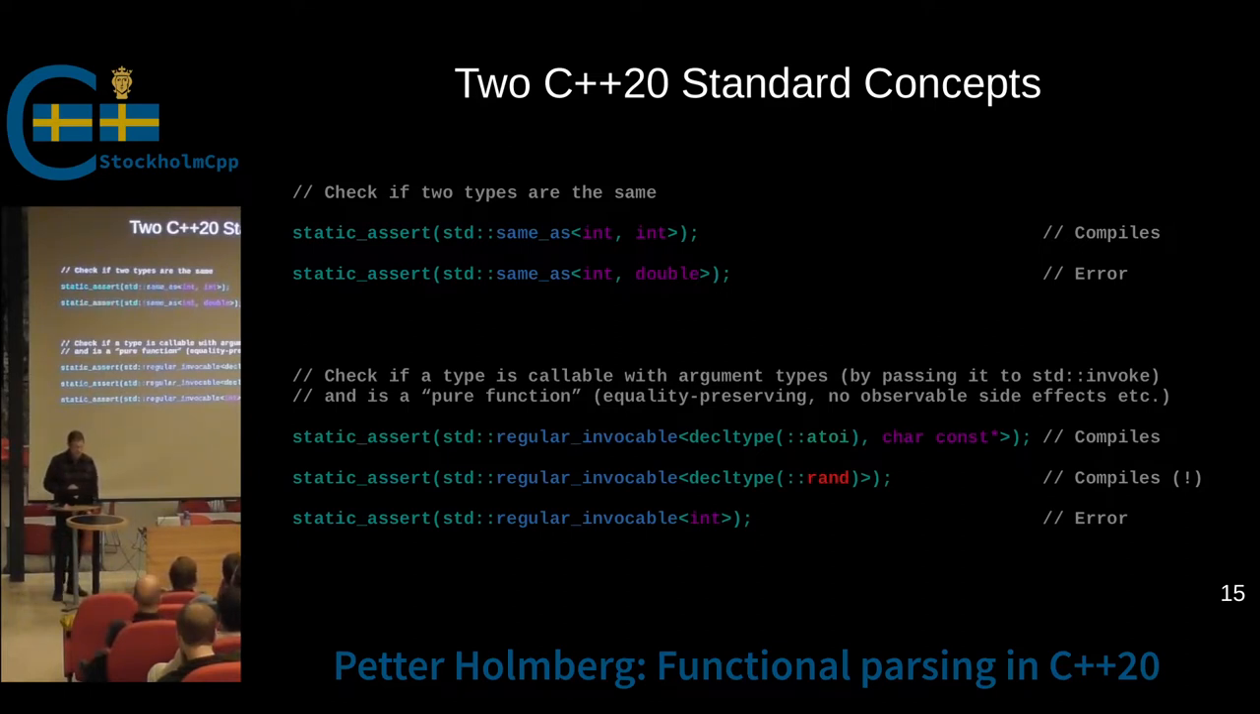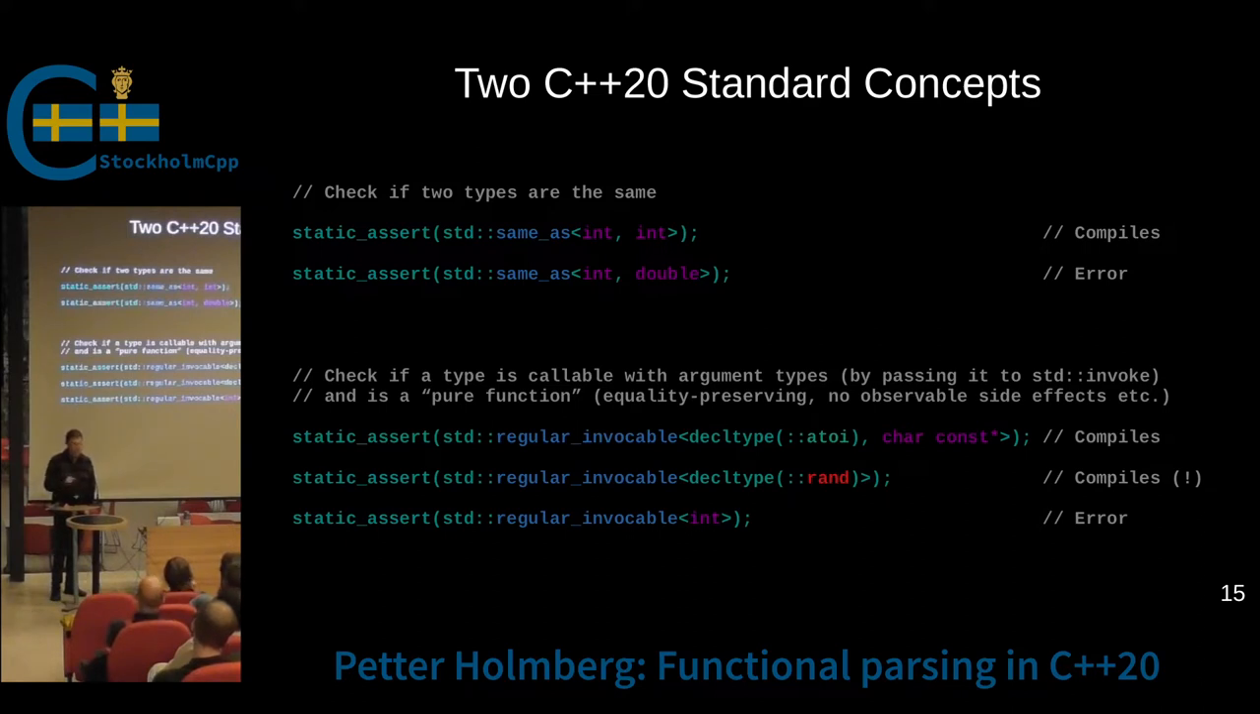The second concept I'm using is very important for functional programming. It's called regular_invocable. Perhaps that name is a little bit confusing, but it helps to think of it as meaning pure function, basically. It's a variadic concept. At first it takes the type of a function or presumed function, like atoi, for example, and then it takes the types of its arguments. This is actually quite similar to what Arne was talking about with the type traits, but now here it is as a concept instead.